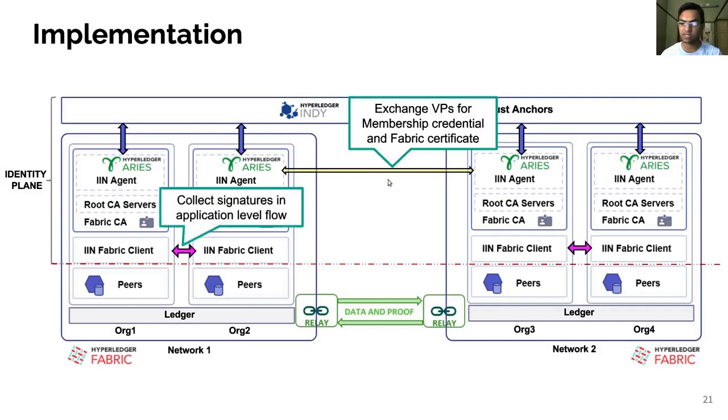So the different IAM agents communicate with each other to exchange VPs for membership credential and Fabric certificates, and then the IAM agents communicate with the ledger through peers with the help of the IAM Fabric client. The IAM Fabric client is also responsible for executing the signature collection application level flow before submitting an identity configuration in the ledger.